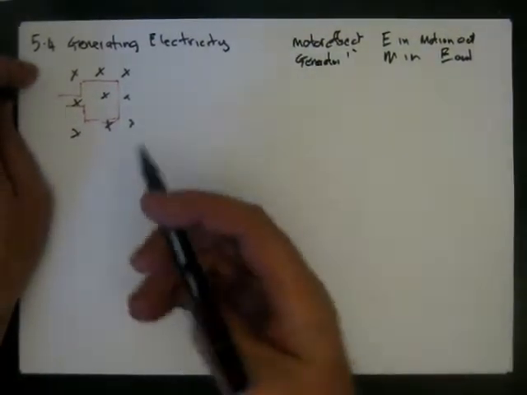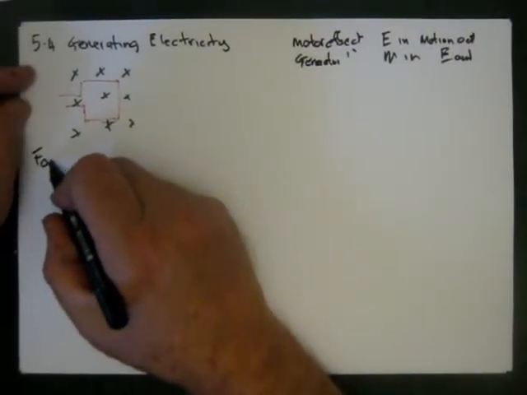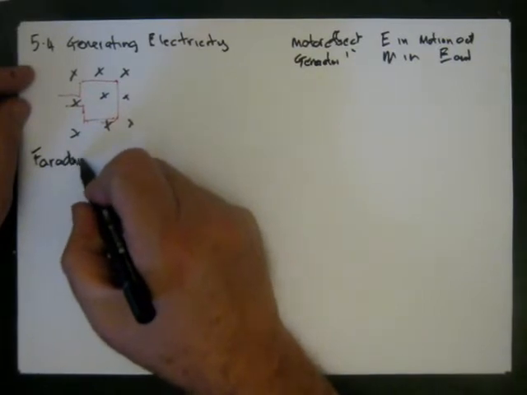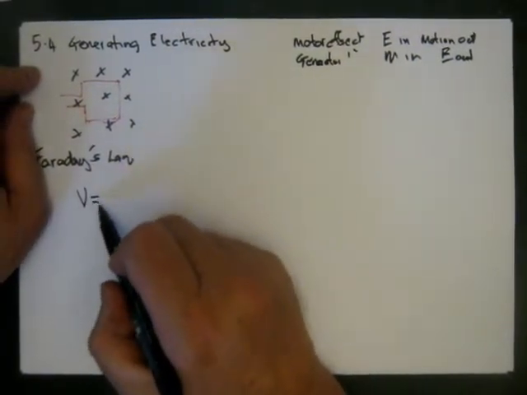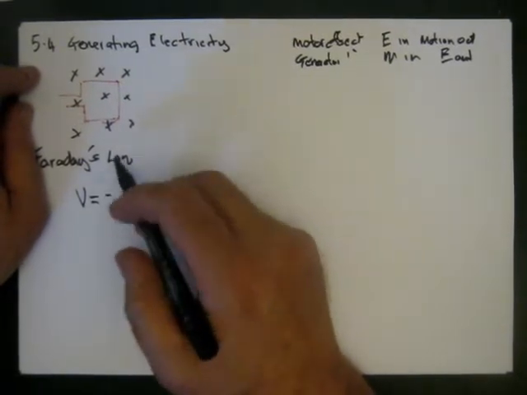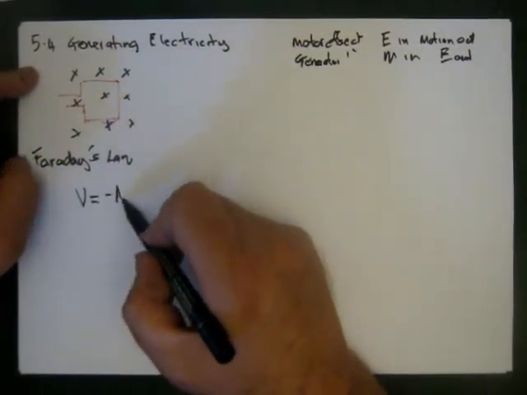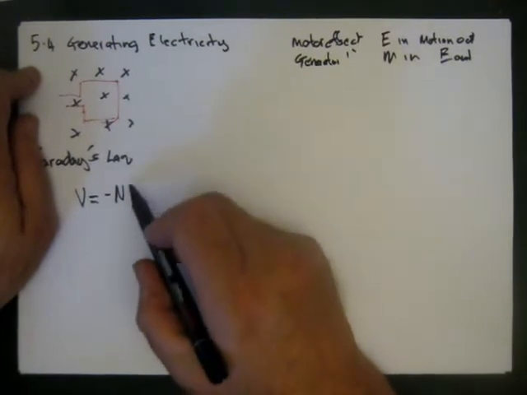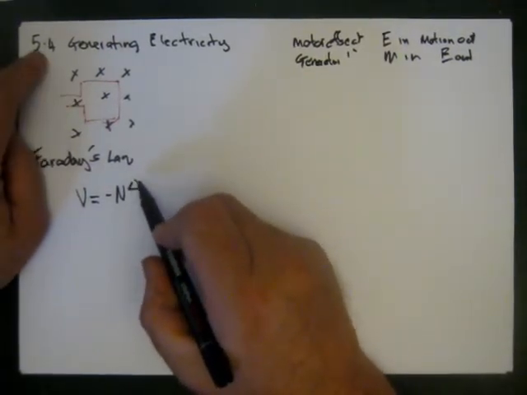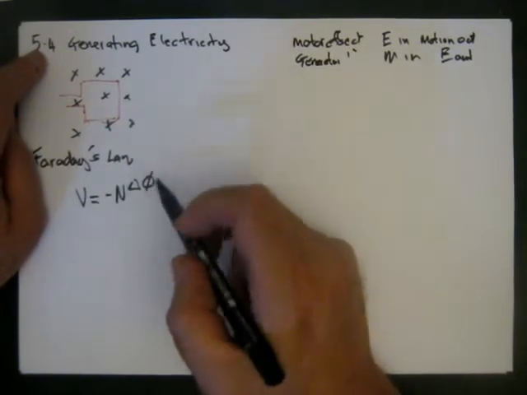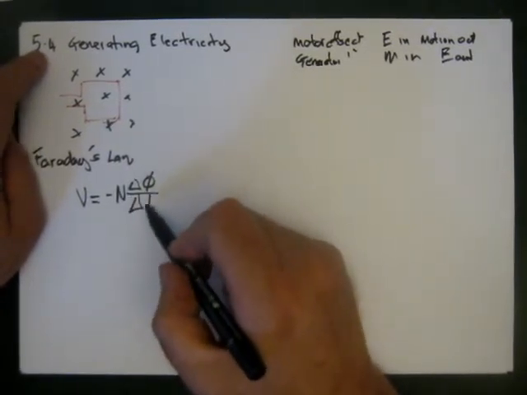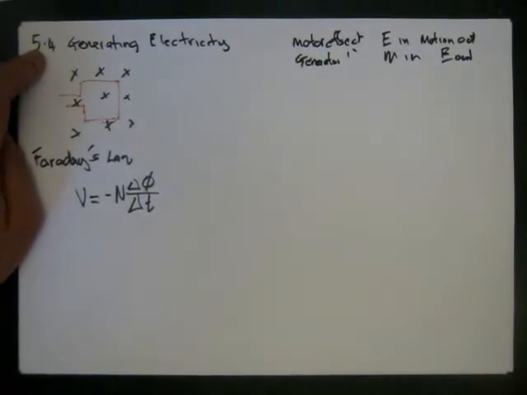And according to Faraday's law, the voltage generated is going to be negative, and that comes from Lenz's law, we'll discuss that shortly. The number of loops times the change in flux, and we'll discuss flux in a second, divided by the change in time, how fast it actually happens.